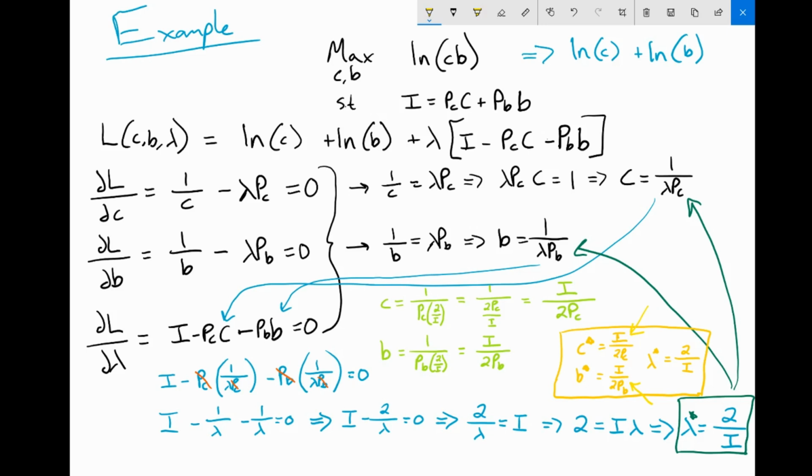Okay, so that is our first example of a utility maximization problem. And that will be it for this lecture. Stay tuned for next time, where we go a little bit deeper into the utility maximization problem, and we discuss the indirect utility function and a number of other interesting facets of utility maximization.